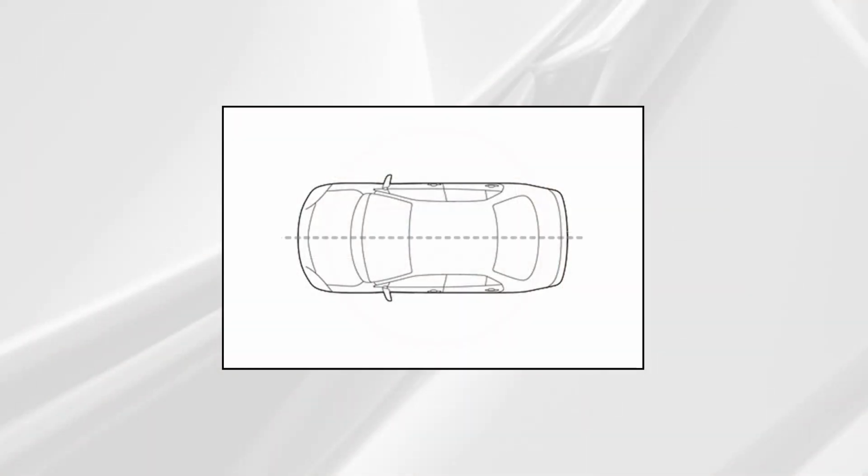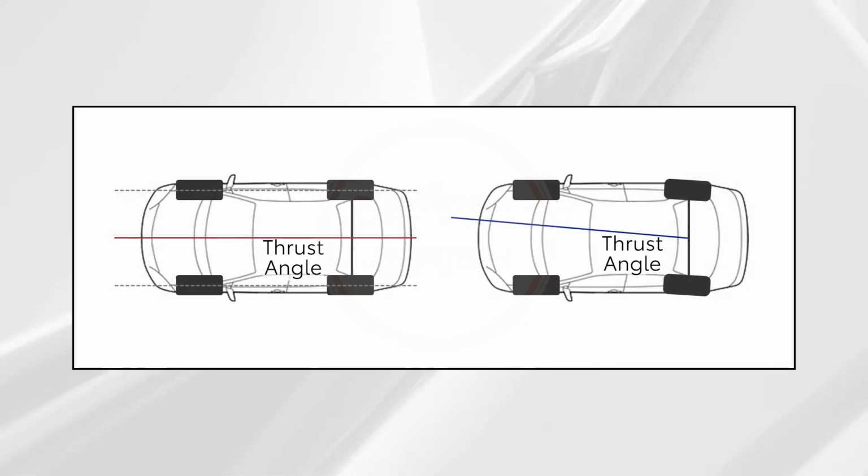It is critical to accurately determine the vehicle's center line, and because this ADAS calibration is based on the vehicle's center line, there is a very important factor to consider. The center line of the body must match the thrust line of the vehicle's alignment. If the thrust line is not correct, the vehicle will dog track as it travels down the road.